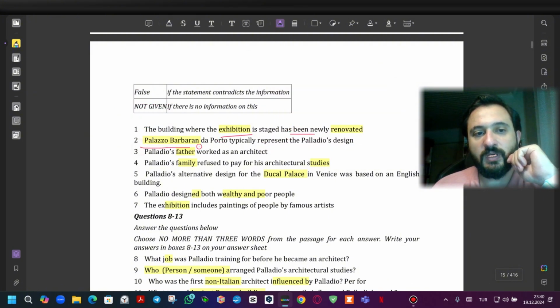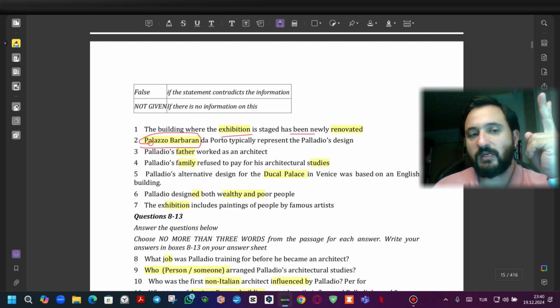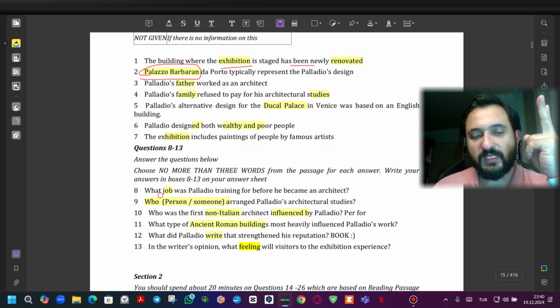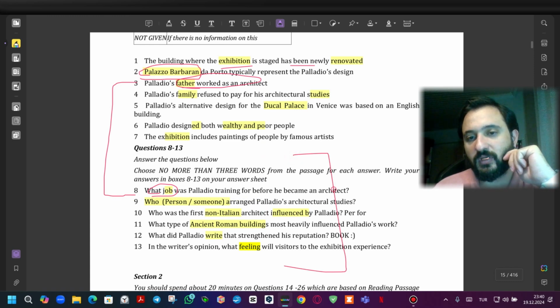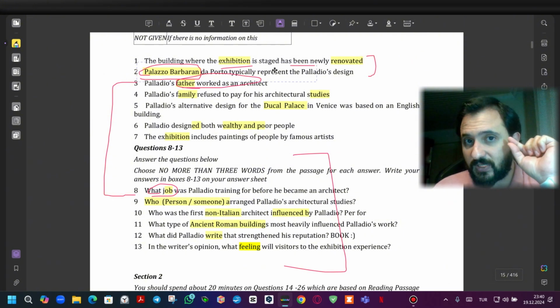Exhibition renovation, Palazzo Barbaran. Okay, two questions. And come here, what I said to you, what job and father's job. So 3 and 8 will be the same in the same paragraph. So I don't need to remember questions 8 to 13. It will be after the third question. So only I need to remember them.